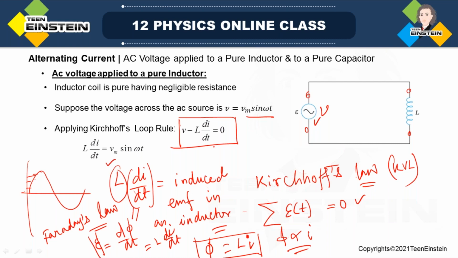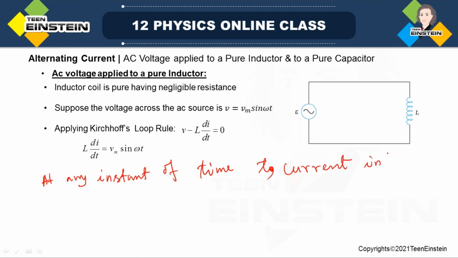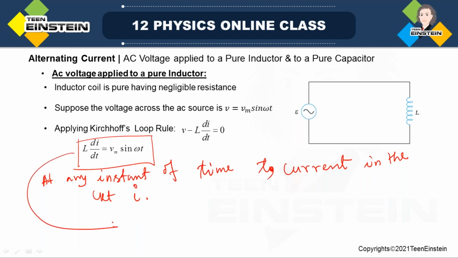Okay, so now let us see at any instant of time t, the current in the circuit is I. Okay, so that's how we can write this equation. Now we have to find out the current. We have to find out the current from this equation.